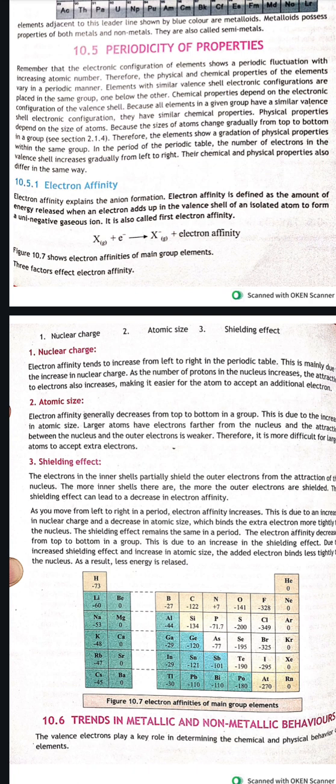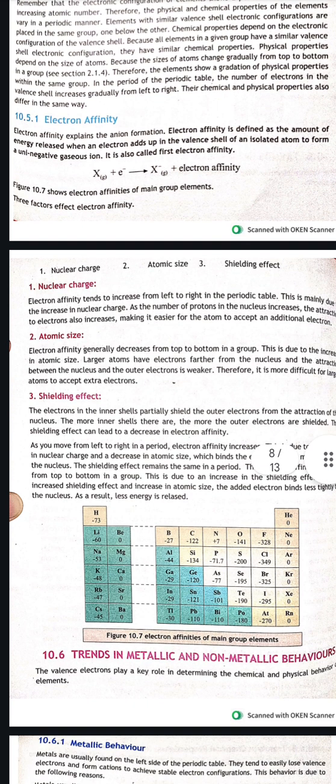Physical properties depend on the size of the atoms. Because the size of the atoms changes gradually from top to bottom, the elements show a gradation of physical properties within the same group. In a period of the periodic table, the number of electrons in the valence shell increases gradually from left to right. Their chemical and physical properties also differ in the same way.